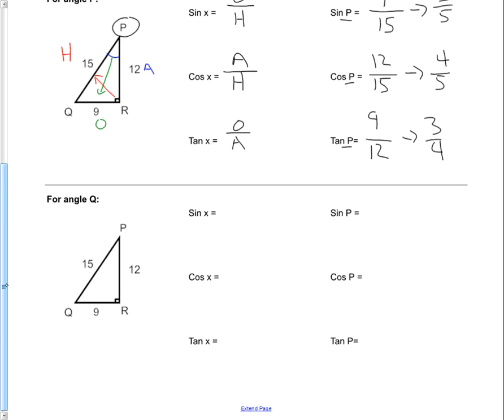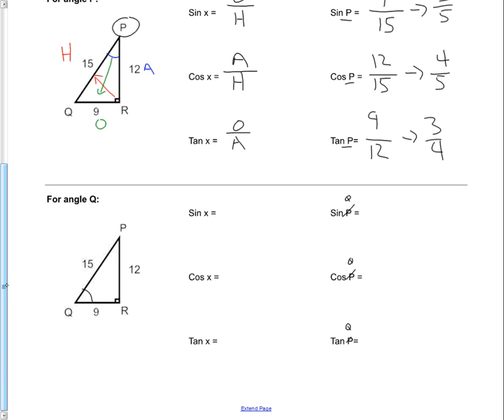In this case, we're actually looking for angle Q. We're trying to figure out this angle right down there. Now, just let me quickly correct these. These all should be for angle Q, because we did angle P up top. And again, we're going to follow the same process.